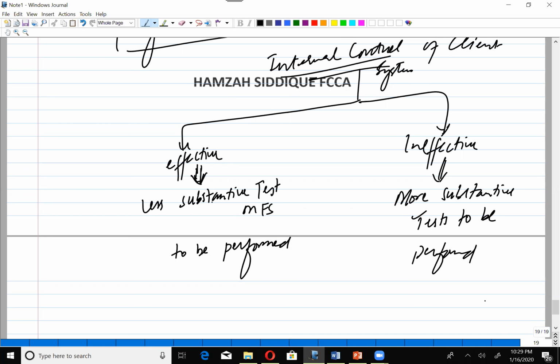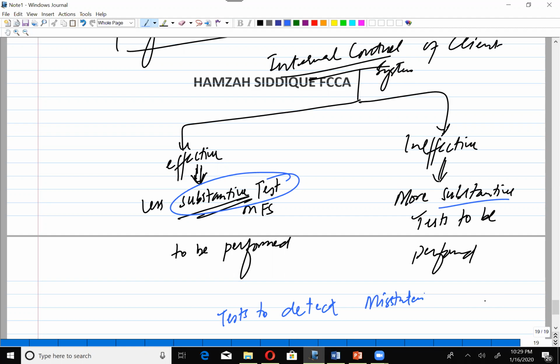What are substantive tests? These are tests to detect misstatement in financial statements. I will write here: tests to detect misstatements in financial statements. They are called substantive tests.